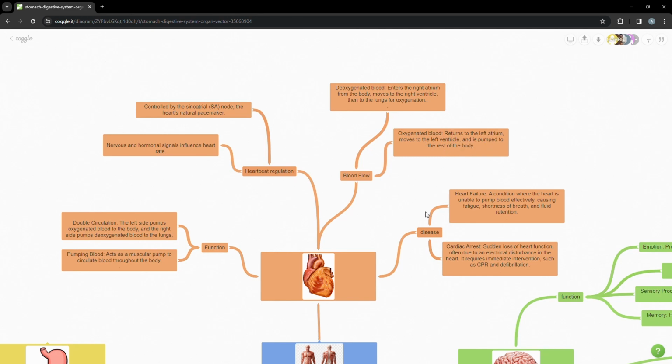There are a few diseases that can affect the heart. First is heart failure, a condition where the heart is unable to pump blood effectively, causing fatigue, shortness of breath, and fluid retention. Second is cardiac arrest, sudden loss of heart function, often due to an electrical disturbance in the heart. It requires immediate intervention, such as CPR and defibrillation.